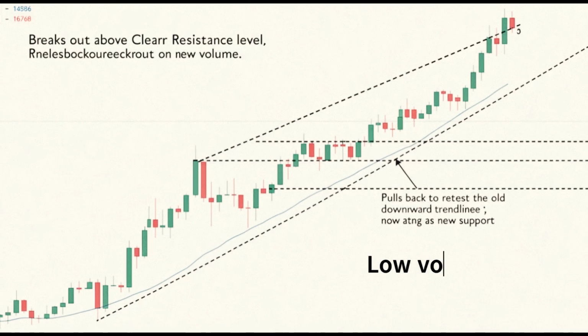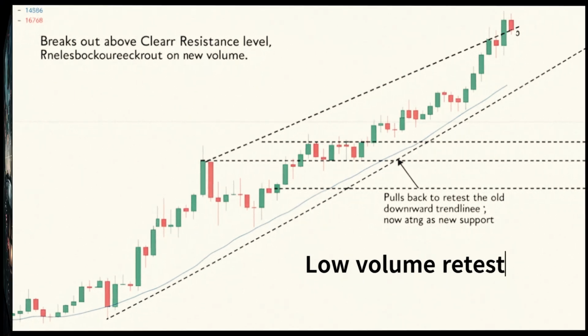Number 2, the low volume retest. Sometimes a valid breakout happens on good, but not spectacular volume. Then, the price pulls back to the trend line on very low volume to test it as new support. If the volume dries up during the pullback, it shows a lack of selling pressure. This low volume retest can often provide an even safer, more controlled entry point.